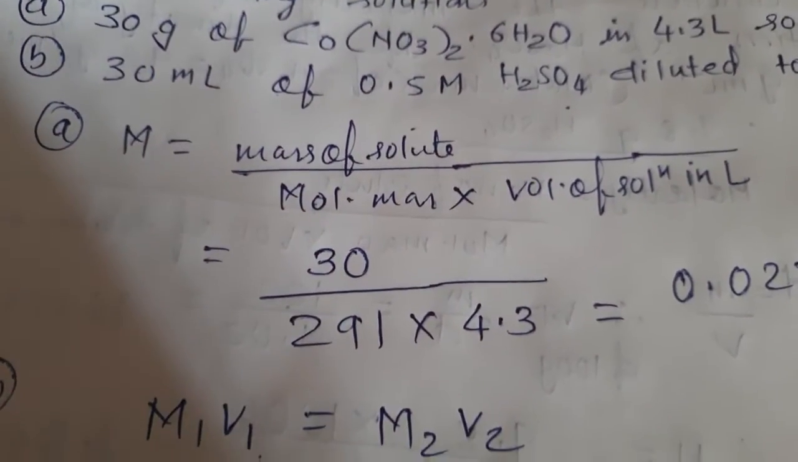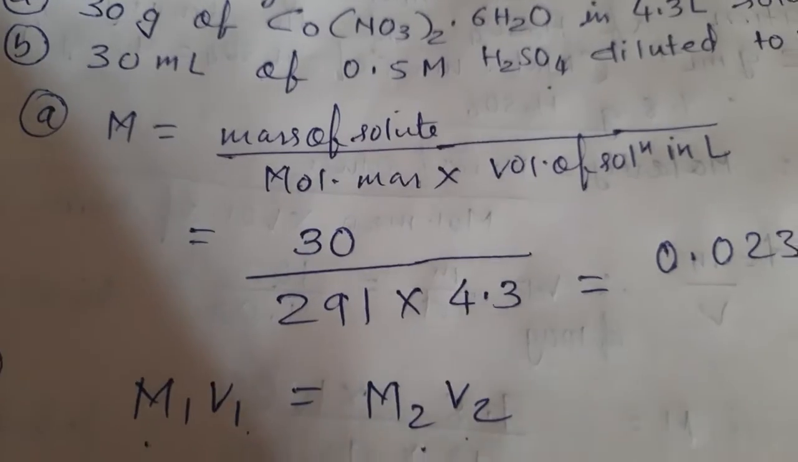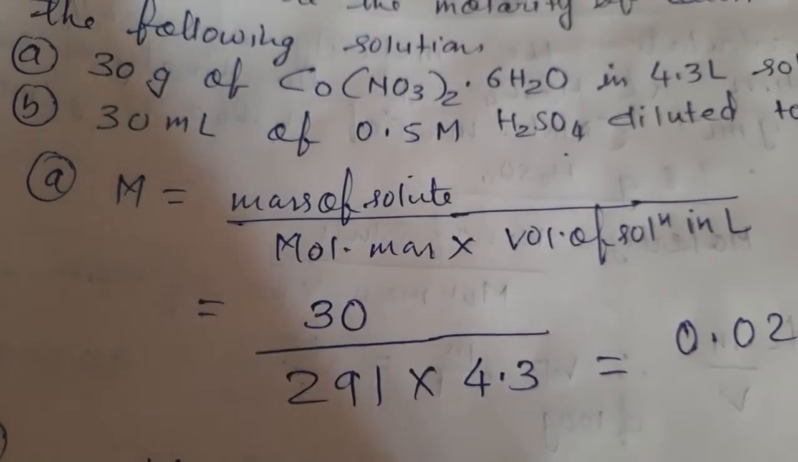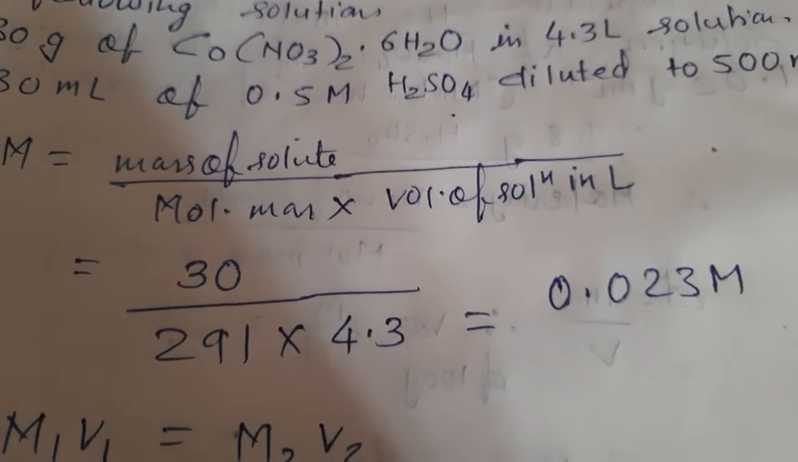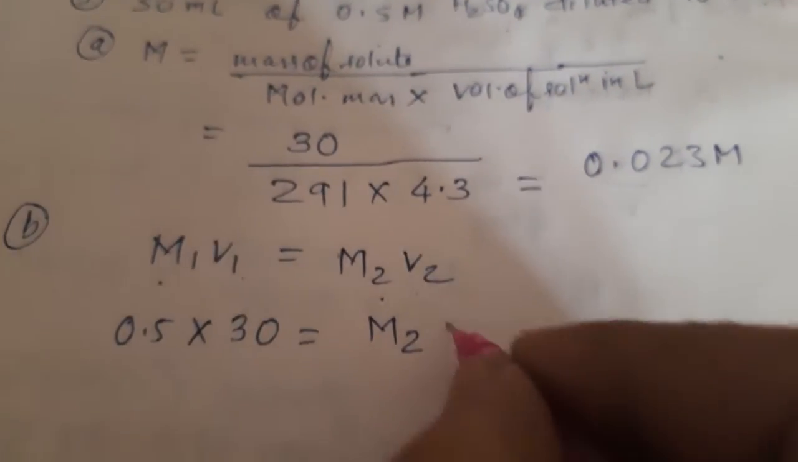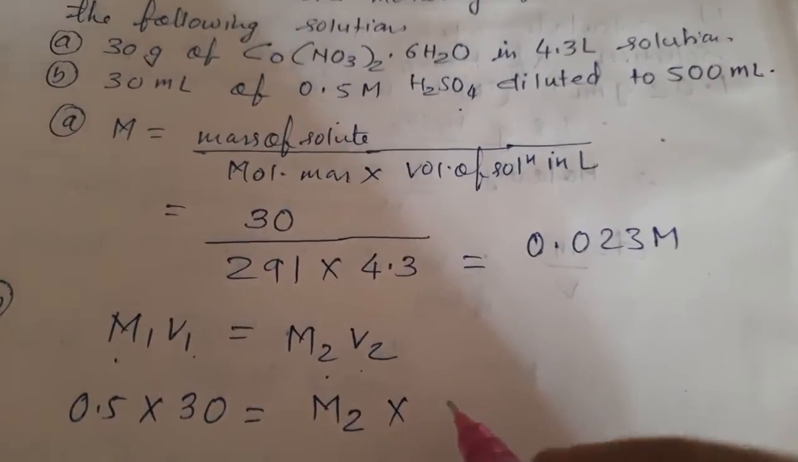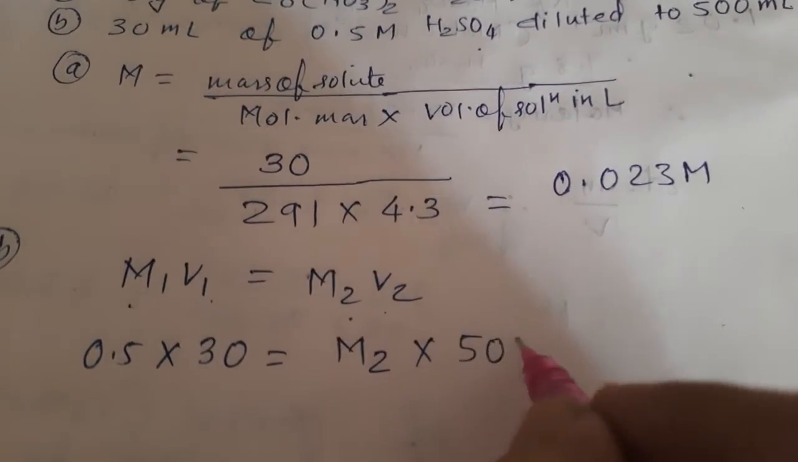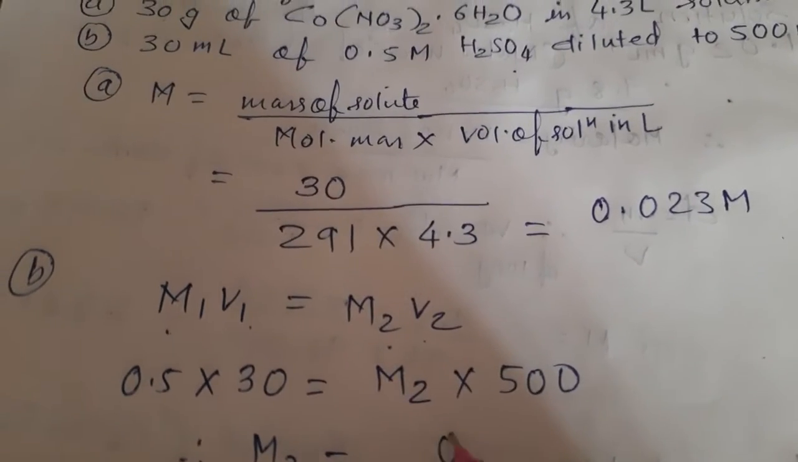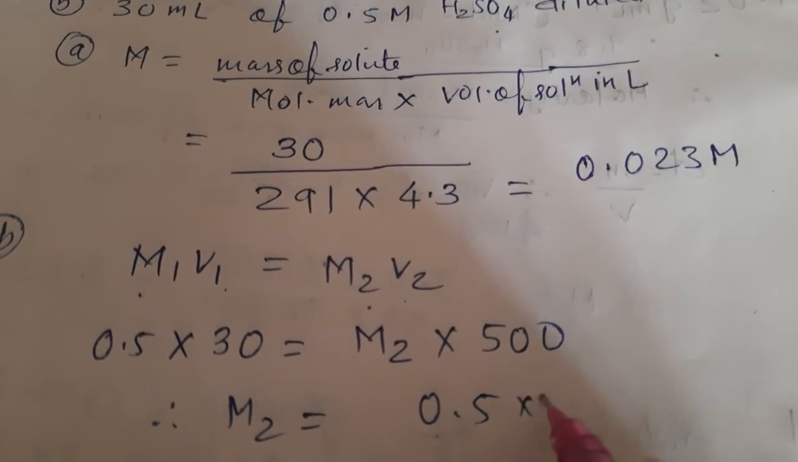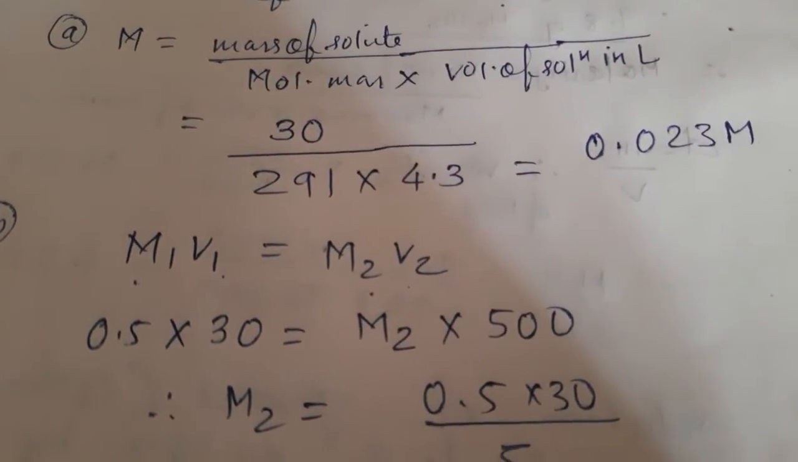So M1 is 0.5 multiplied by 30 ml is equal to M2, we have to find out, into V2. It is diluted to 500 ml, so V2 is 500. Therefore M2 is equal to 0.5 into 30 divided by 500.